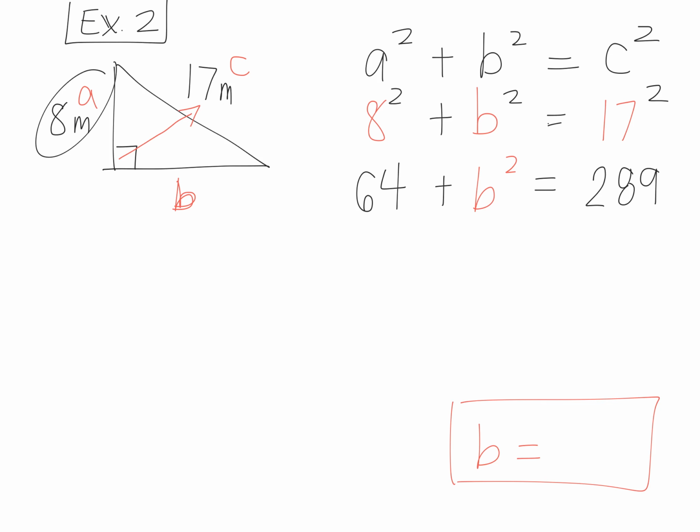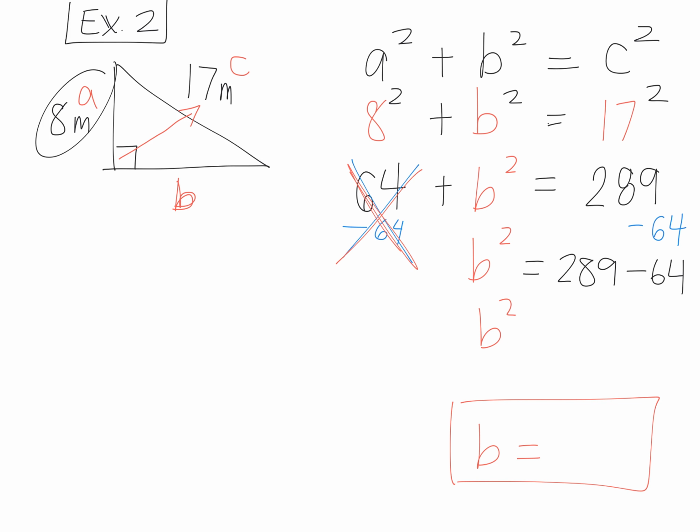Okay, if I take away 64, I've gotten rid of it, right? 64 take away 64 is 0. But when we have equations, you can't just take something away from one side of the equation and not do it to the other side. So if I took 64 away from the left side of the equal sign, what do I have to do on the right side? Do the same thing, take away 64. So this is gone, I'm left with B squared, right? Equals 289, take away 64. It's 225. So B squared equals 225.